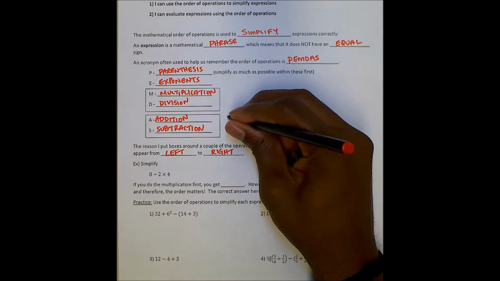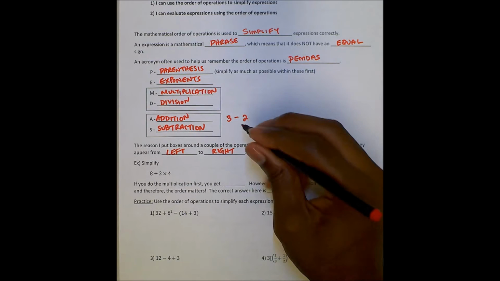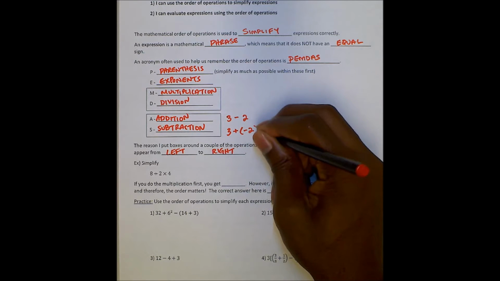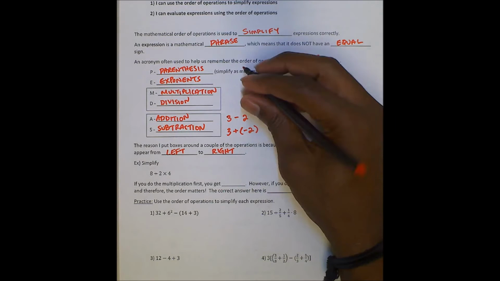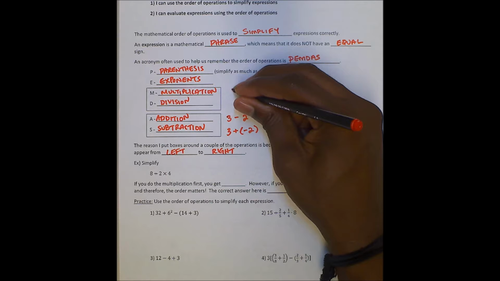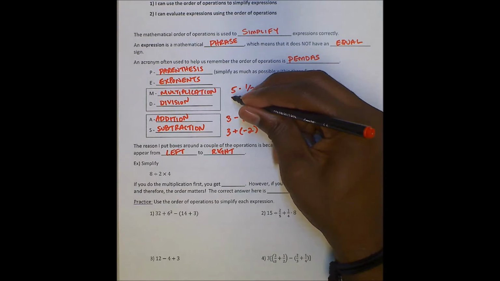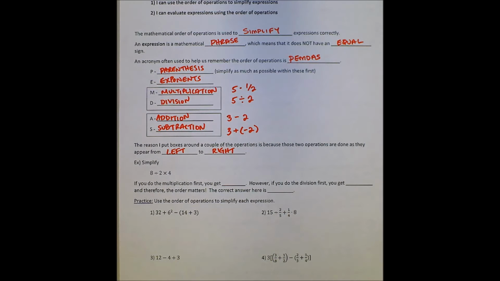If I said 3 minus 2, it's equivalent to me saying 3 plus negative 2. So notice that addition and subtraction are the same thing. Same with multiplication. If I said 5 times 1/2, that's the same as me saying 5 divided by 2. So again, addition and subtraction are the same thing, and multiplication and division are essentially the same thing.